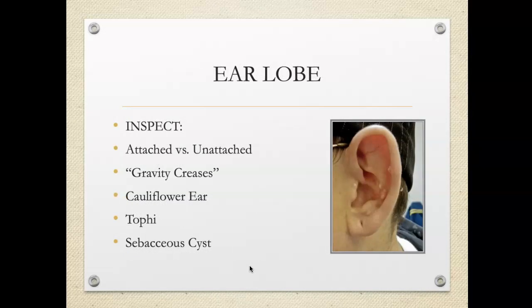We like to look at the earlobes. We want to see if they're attached or unattached, and if there are any gravity creases, and I have another photo of that here shortly. Or there's something called a cauliflower ear, and that generally happens from people who are fighters, boxers, anybody who has taken a lot of hits to the ear. They tend to get some scar tissue built up around the ear, and they call that cauliflower ear. There's tophi, and also sebaceous cysts can occur on ears, and that's just a cyst in the sebaceous glands around the tissue of the ear.